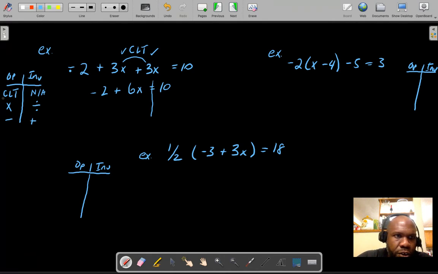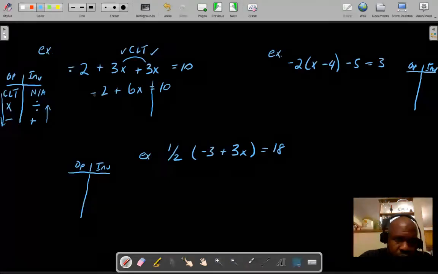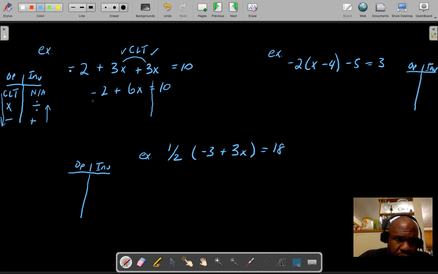When we do the regular operations, we go downwards. Now, when we do the inverse operations to find the value of x, we have to go upwards. So let's do that. Negative 2, so we have to add 2 to both sides.